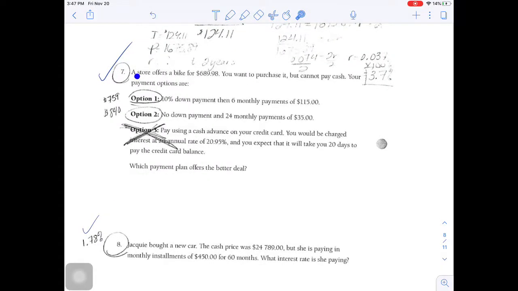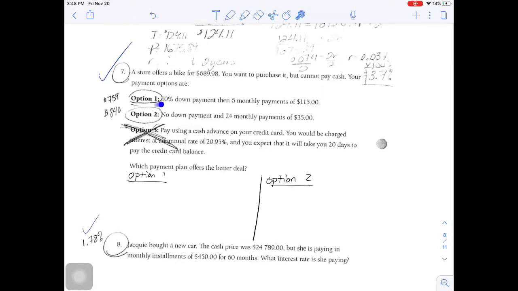So the store offers a bike for $689.98. You want to purchase it but cannot pay cash. Your payment options are a 10% down payment, then 6 monthly payments of $115, or no down payment and 24 monthly payments of $35. Which payment plan offers the better deal? Okay, well, this one is essentially finding what I should do to not spend as much money. So split up your options and figure out which one's the better option.